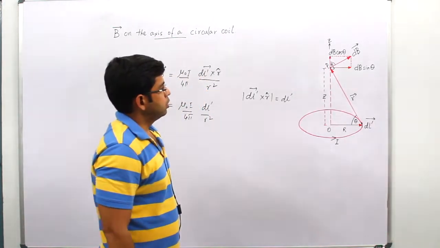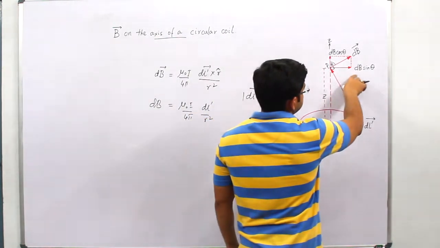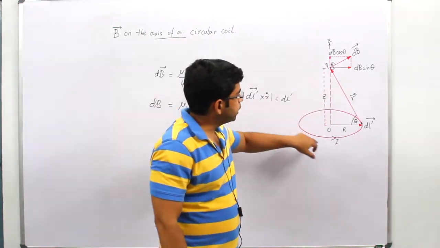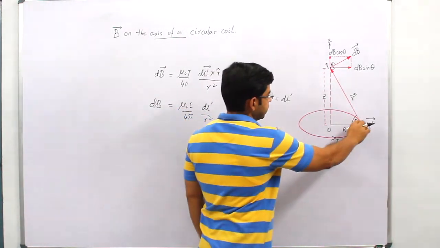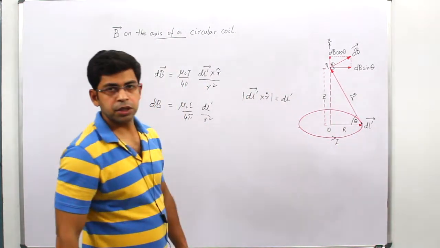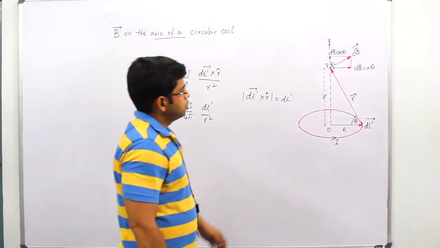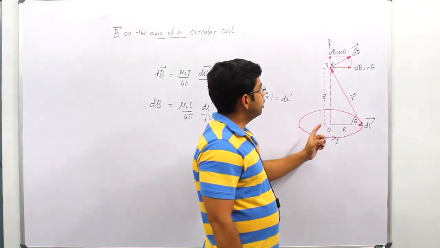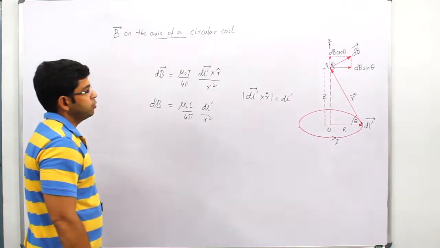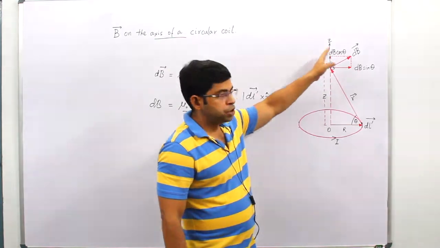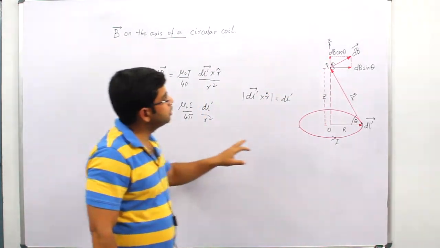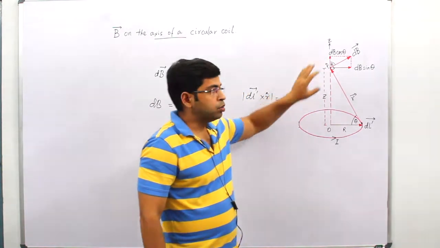Now you see the perpendicular component dB sine theta will get cancelled out when we integrate over the entire loop, because a similar length element dl prime is also located exactly on the opposite end of the coil. So when we integrate over the entire coil, the perpendicular components will all get cancelled out, and we will be left only with the component which is parallel to the z axis. So finding the magnetic field B is essentially integrating only the parallel component.